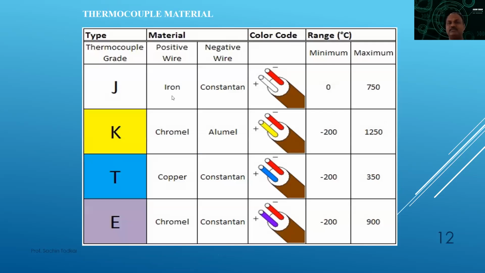These are some thermocouples, with positive wire and negative wire combinations: iron constantan, chromel alumel, copper constantan, and chromel constantan.